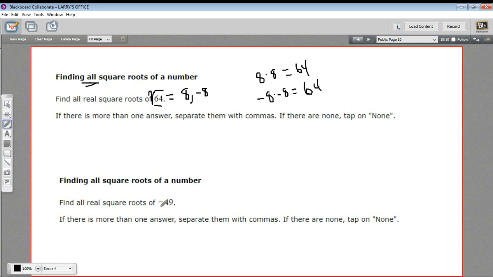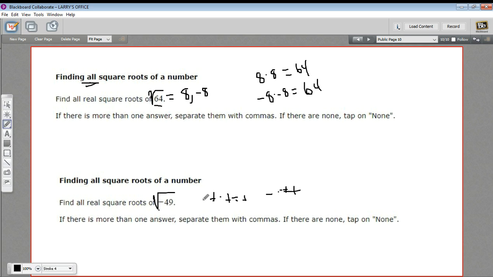It says find all real square roots of negative 49. And the deal with negative numbers, you can't get a real number if you try to take the square root of a negative. Because what two things could be multiplied together to give a negative number? If you multiply two positive numbers, a positive times a positive is always going to equal a positive. And if you multiply two negative numbers, a negative times a negative is going to equal a positive.